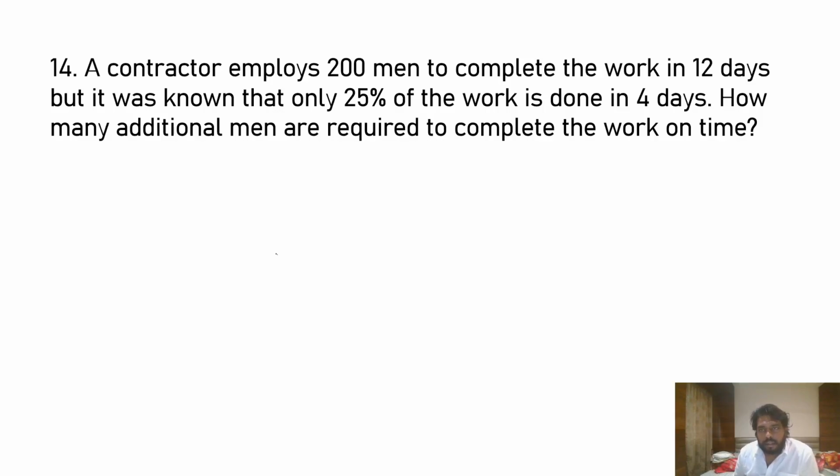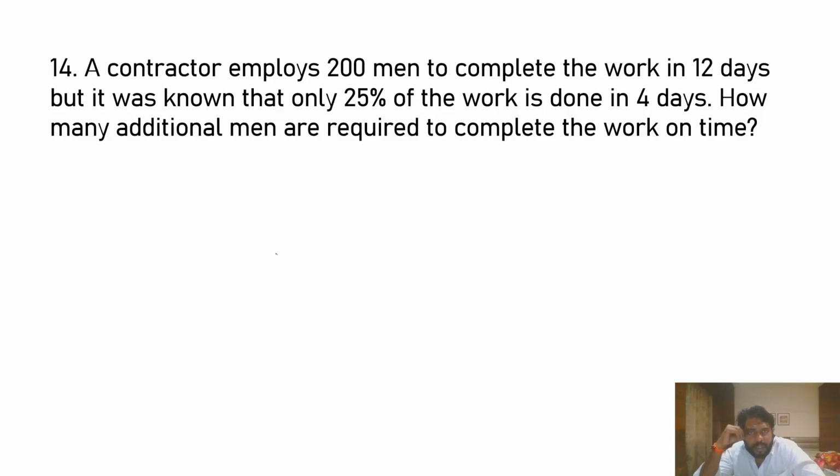Yes, this is a very important problem according to me. Most of the times it was given in placement exams and even in other competitive exams also. Let us see. A contractor employs 200 men to complete the work in 12 days, but it was known that only 25% of the work is done in 4 days. How many additional men are required to complete the work on time? Imagine a situation, guys. Let's say you become a contractor, you got a government project, and you need to complete the project in 12 days. So what you thought is, 200 men is capable of completing the work in 12 days.